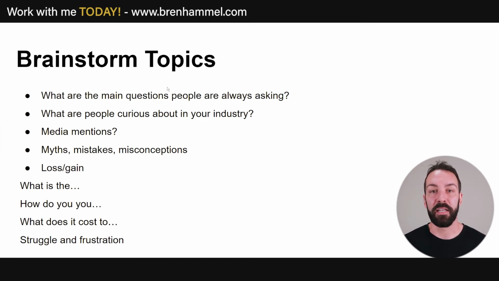And then loss and gain. Can you create a topic or a theme that is about the loss of something or the gain of something else? Some other starters are, what does it cost to? And then things around struggle and frustration. These types of things are really important because you can also create a couple of quizzes to see which one performs best.